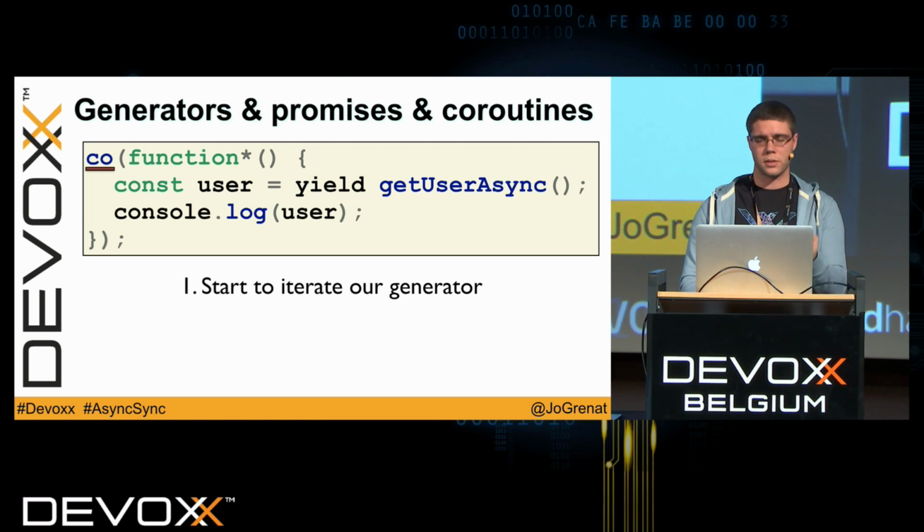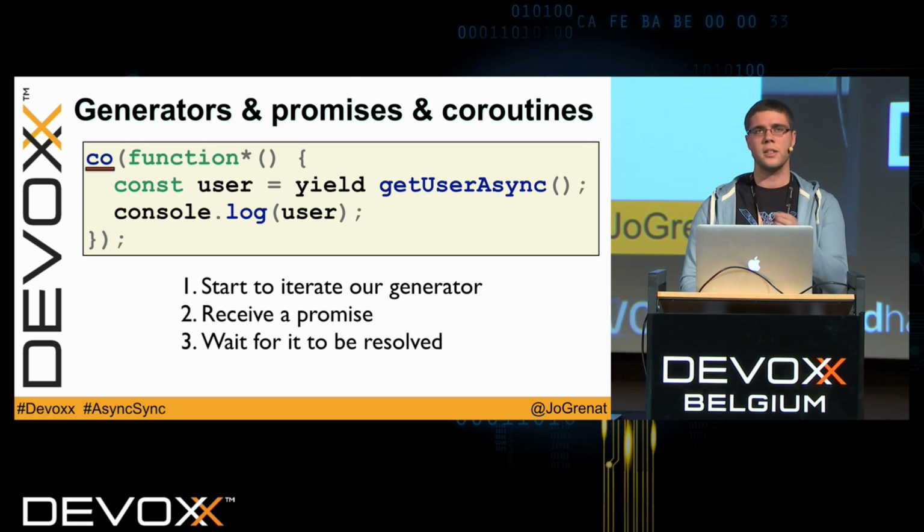It will start to iterate over your generator. Each time it will receive a promise, it will wait for it to be resolved. And then it will call back your generator with the result value, or throw an exception if there was an exception.